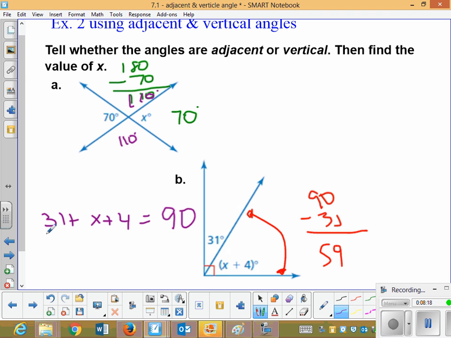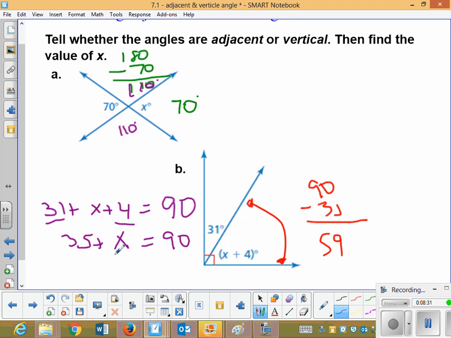So what we're going to do is combine like terms here. 31 and 4 is 35. So 35 plus x equals 90. Now, same thing we did in our previous chapter. To solve for x, we're going to subtract 35 from both sides. So subtract 35, and that will give us x. So 90 subtract 35. So x is going to equal 55.